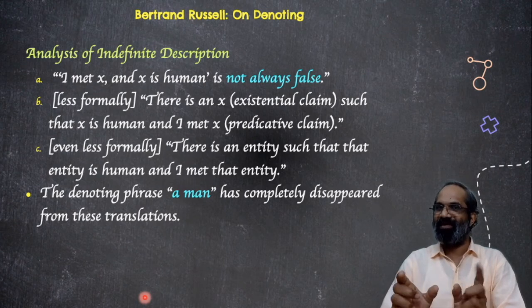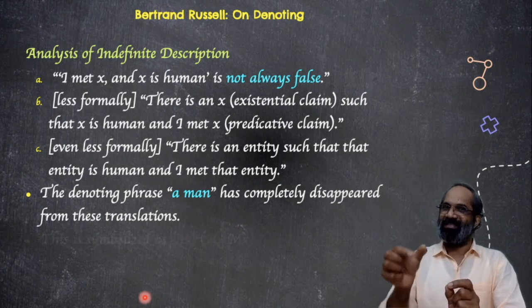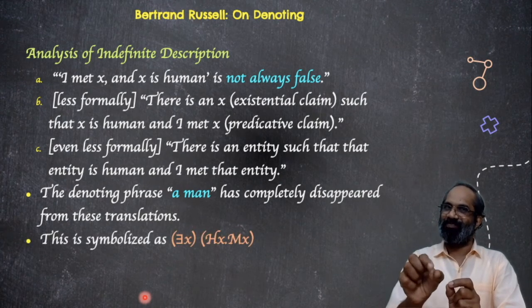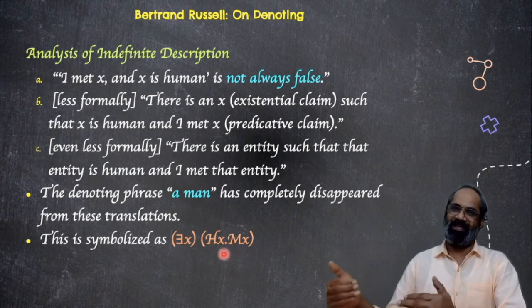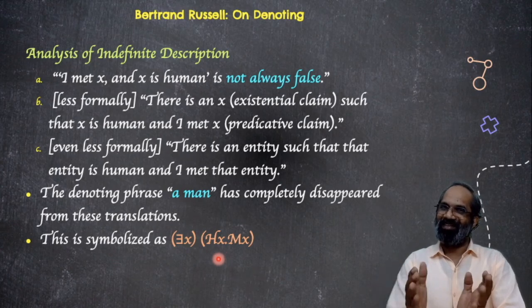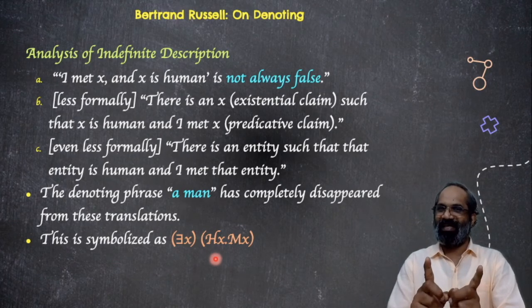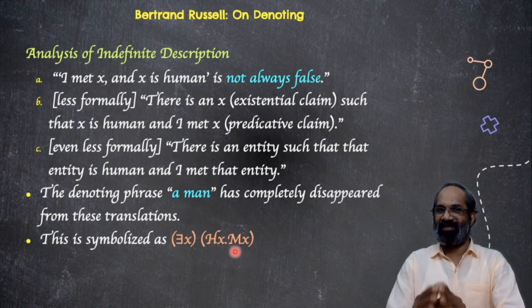And "a man" is translated into its depth grammar, that is, there is an X, an existential claim, and X is human and I met X. That part is a predicative claim. So "a man" is translated into two claims: an existential claim that there is an X, and a predicative claim that X is human and I met X. These two are the parts of predicate claims.